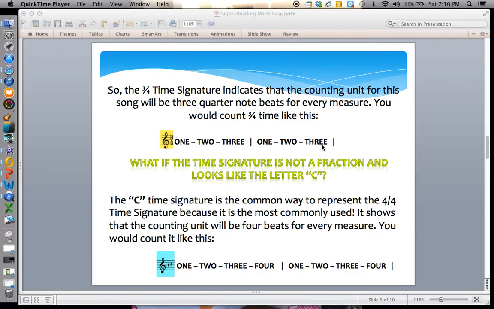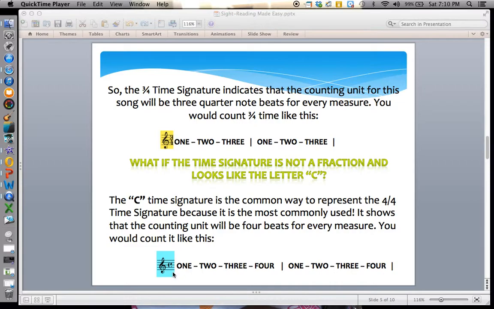1, 2, 3. Well, you might ask, what happens if the time signature is not a fraction and it looks like the letter C? Well, the C in the time signature is a common way to represent 4/4 time signature, simply because it's the most commonly used time signature. It shows that the counting unit will be 4 beats in every measure, and you would count it like this. Here's the C for common time, which is just another way of saying 4/4.